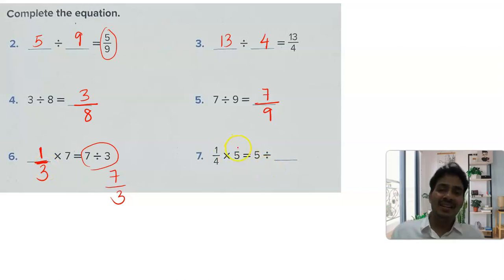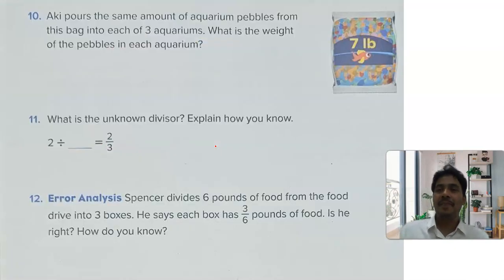And similarly, this is 5 divided by 4. That's it. This is also quite easy. Now let's solve some word problems.